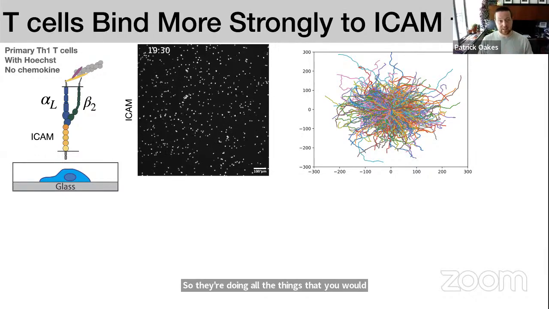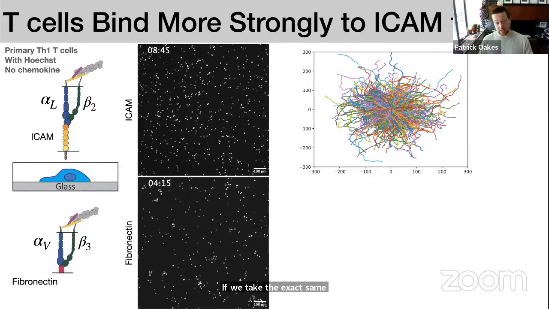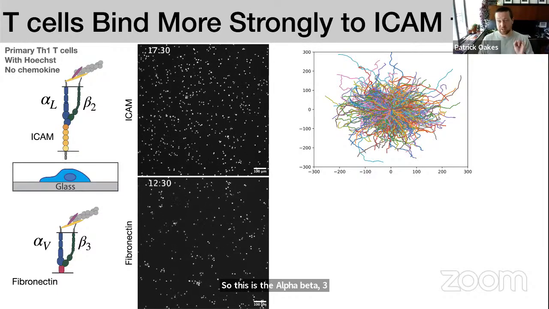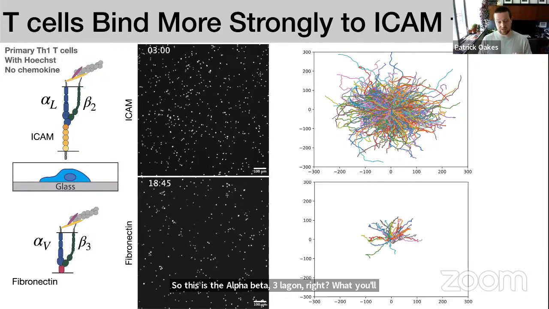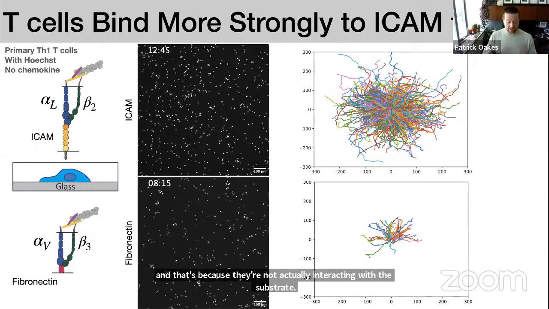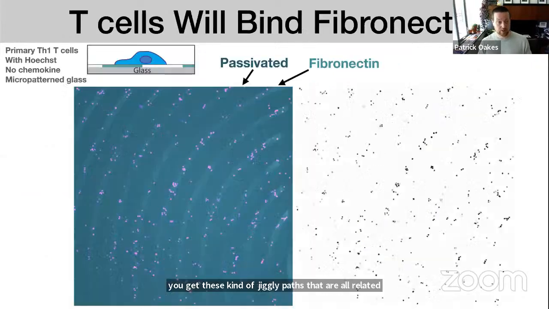If we take the exact same situation and now we put them on fibronectin, so this is the alpha V beta 3 ligand, right? What you'll see is that it actually looks more like Brownian motion. And that's because they're not actually interacting with the substrate very long. And so if you do the tracking, you get these kind of jiggly paths that are all related to just floating around and not actually binding to the substrate strongly.